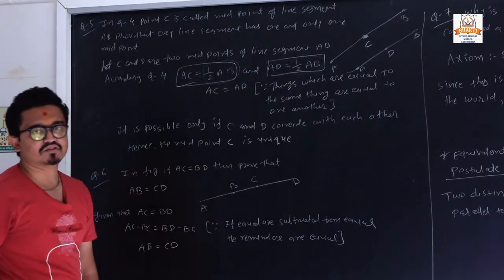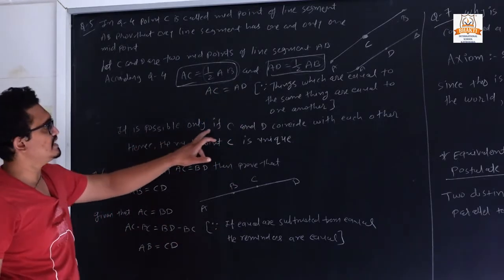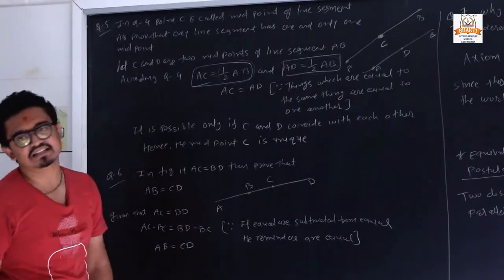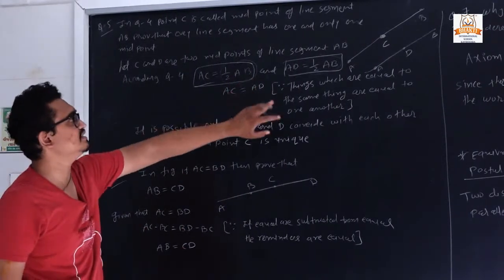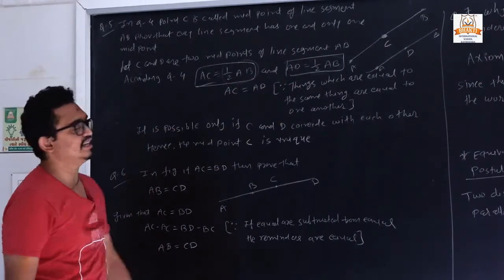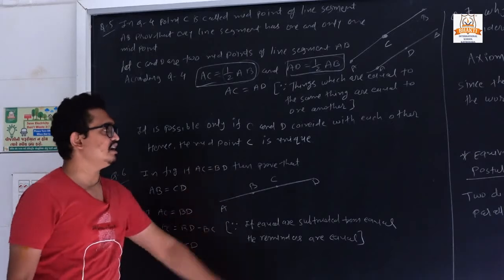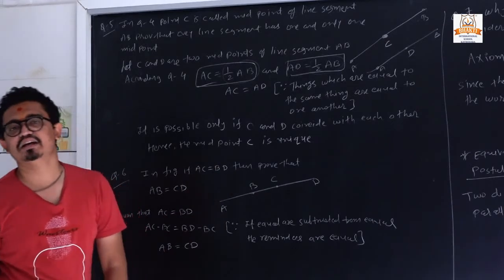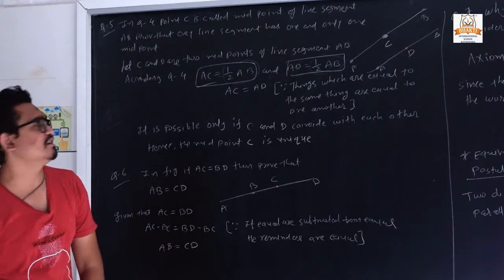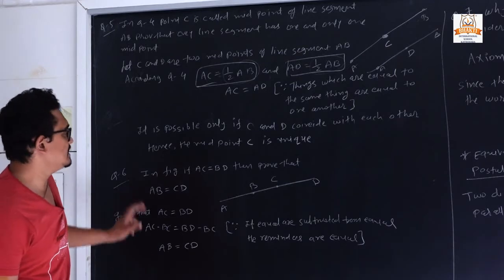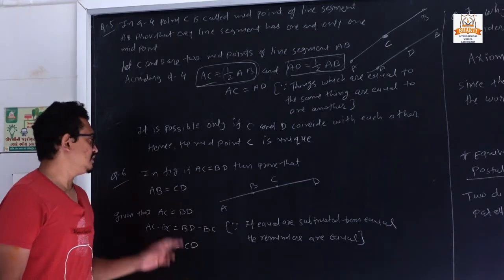So it is possible only if C and D coincide with each other. So we can say that point C is unique and any line has one and only one midpoint.